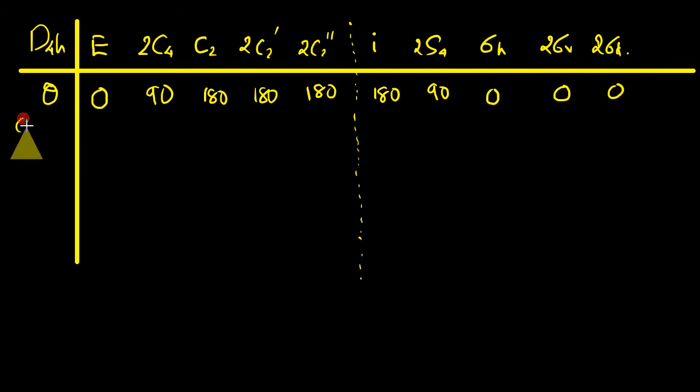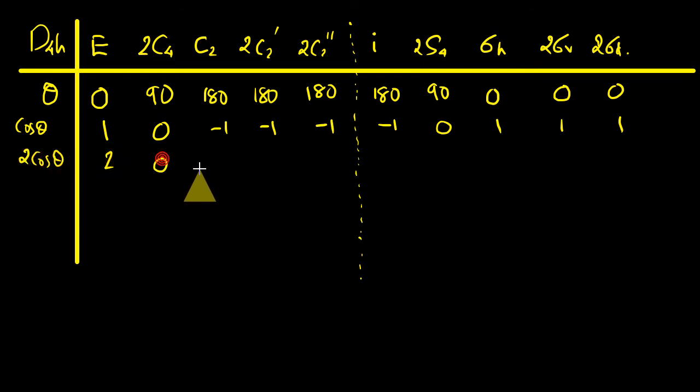So cos theta is cos 0, 1, and cos 90 is 0, cos 180 is minus 1, so minus 1, here also minus 1, and cos 90 is 0, then cos 0 is 1, 1, 1. These are the cos theta values. And now we have to obtain plus or minus 1 plus 2 cos theta. For that, I am going to write 2 cos theta also here. 2 cos theta is equal to 2, 0, minus 2, minus 2, minus 2, minus 2, 0, 2, 2, and 2.